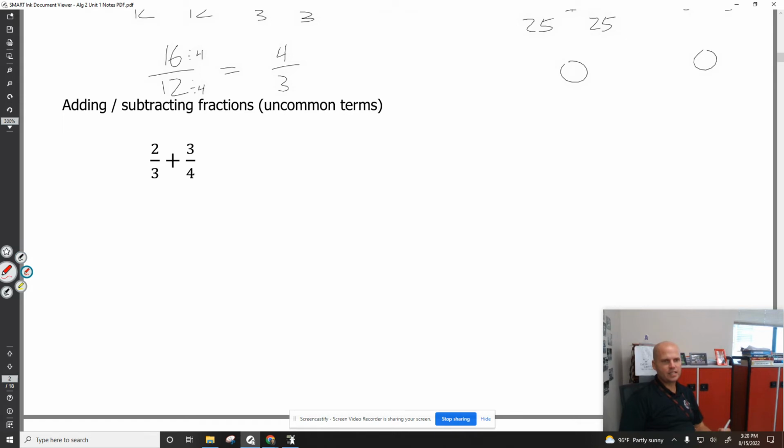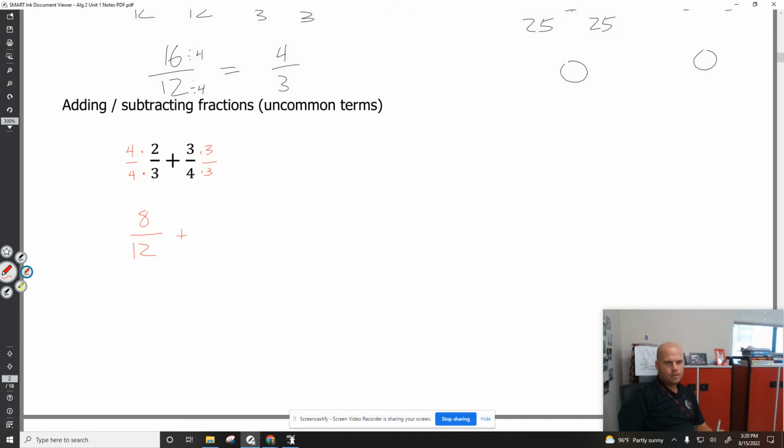An easy thing to do is to let the 4 help with the 2/3 and have the 3 help with the 3/4. It's multiplying by the other's denominator. Again, a version of 1. And this is 8/12. That's cool. We talked about how you can take 2/3 and make it 8/12.